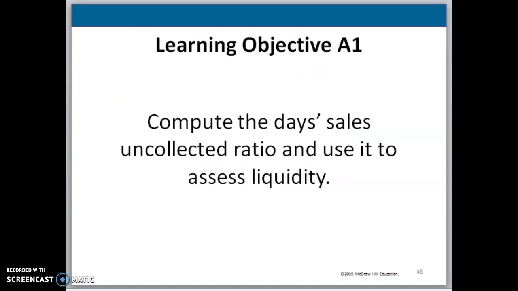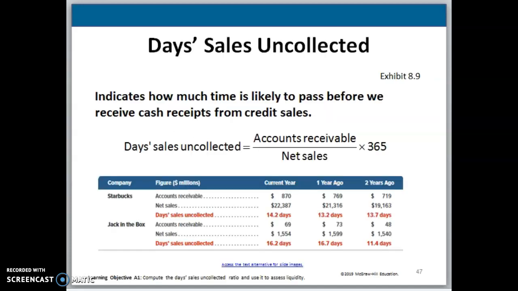The last part for Chapter 8 is computing the days' sales uncollected ratio and using it to assess liquidity. When we look at that, the ratio is calculated by taking the accounts receivable divided by net sales, and then taking that answer times 365 days. You can see here that they give Starbucks and Jack in the Box as examples. They give you the accounts receivable and the net sales. They do the calculations, and then you get the ratio for each of the 2. And then you can compare how they did this current year, 1 year ago, and 2 years ago. So that's our ratio for this chapter.